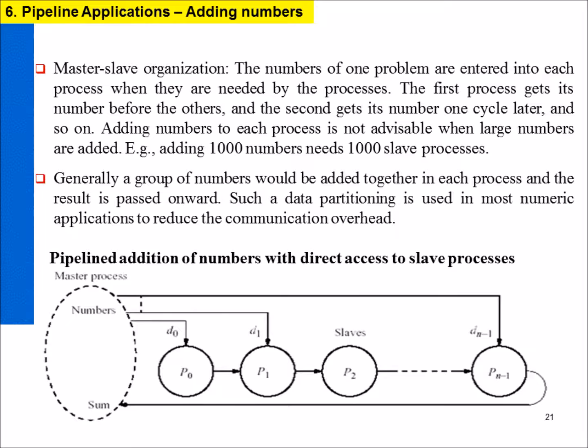So coming back to our problem of adding numbers, it does not make sense to have one process for each number, because then, say, to add 1,000 numbers, you would need 1,000 slave processes, which usually are not available. So generally, a group of numbers will be added together in each process and the results passed onwards. Such data partitioning is used in most numeric applications to reduce the communications overhead and is assumed in all these examples.